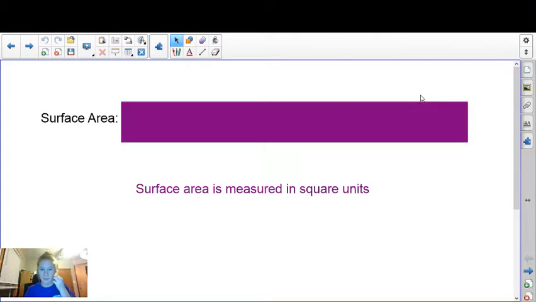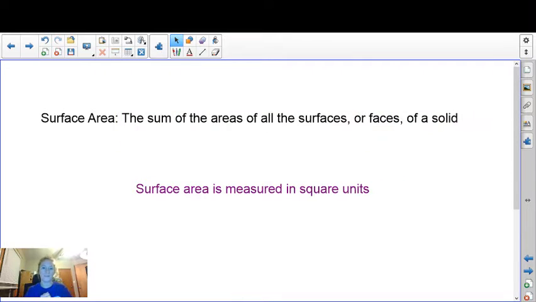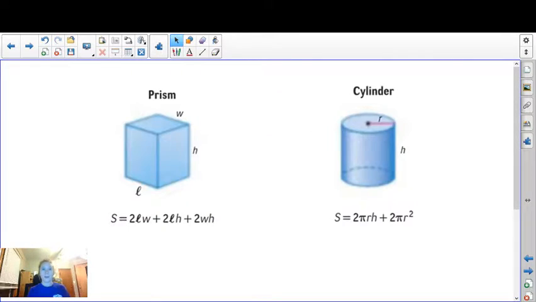All right, surface area. What is surface area? Surface area is the sum of the areas of all the surfaces or faces of a solid. So surface area is measured in square units. That means I would take my calculator, find the area of this side, and this side, and this side, and this side, and this side, and this side, and add them all up. We've got some formulas that make it a little bit easier.